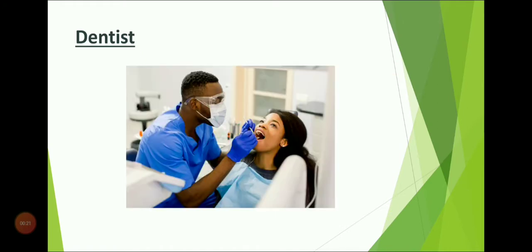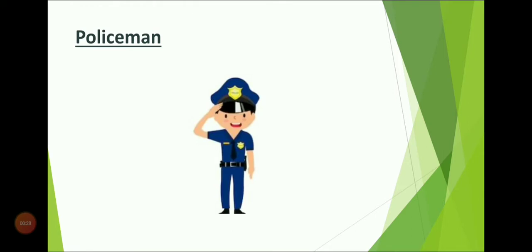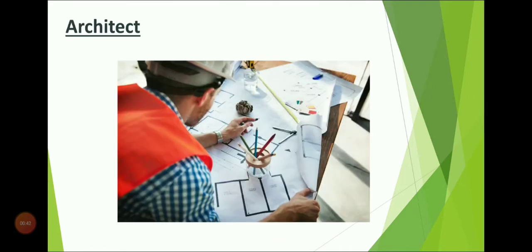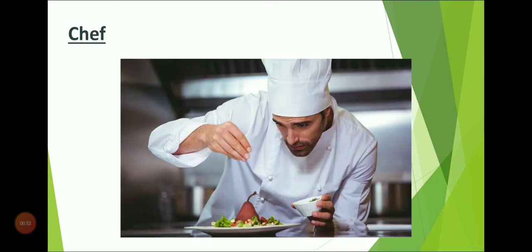Dentist. A dentist helps us to take care of our teeth and keep them healthy. Policeman. A policeman maintains law and order. Lawyer. A lawyer fights a case for the client at the court. Architect. An architect is a person who designs buildings and prepares plans to give to a builder. Chef. A chef is in charge of the kitchen in a restaurant or other places where food is served.